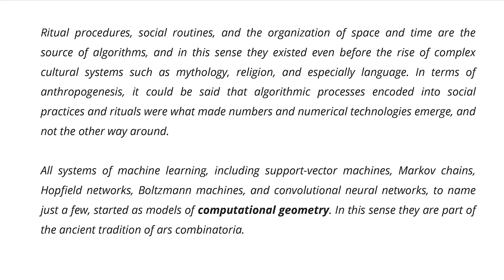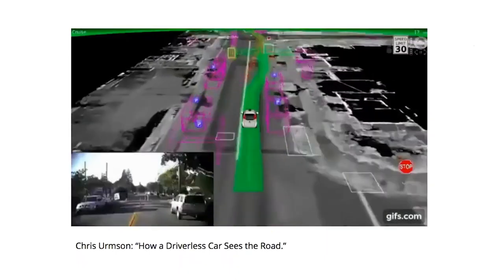Last remark regarding the text of Matteo Pasquinelli, he shows that an important notion related to algorithms and the contemporary AI realm is a model of computational geometry, which means, very simply speaking, that we are dealing with some kind of organization of space and memory and information and kind of image, but image of our minds. I would like to show you another illustration.